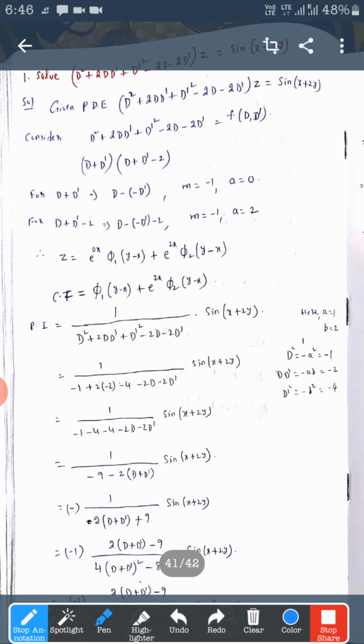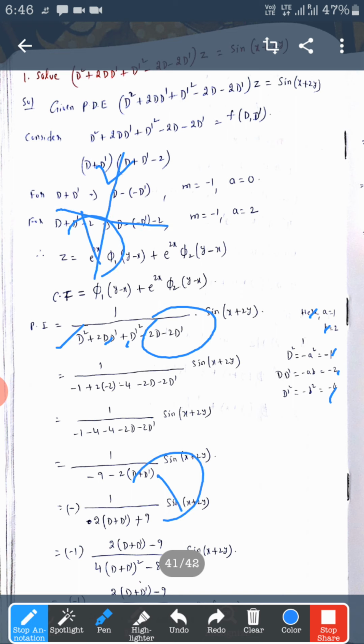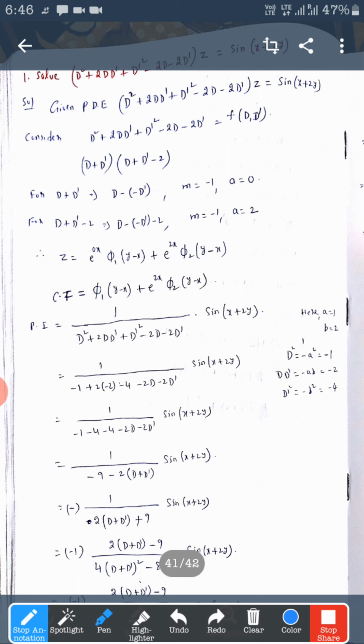Therefore, in place of D square, if you compare this one, a is equal to 1 here, b is equal to 2. Therefore, a square is equal to minus 1, ab is equal to minus 2, b square is equal to minus 4. Substituting these values, D square is equal to minus 1, D dash is equal to minus 2, D dash square is equal to minus 4. After here, no need to substitute because there is no D square term here. There is no D square and also D dash square. That's why we are keeping them as they are without disturbing them.